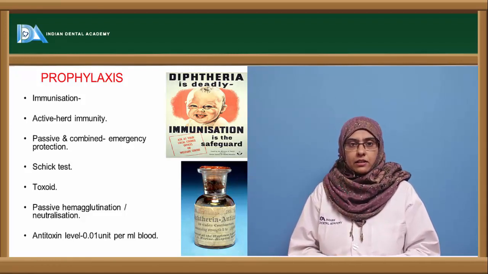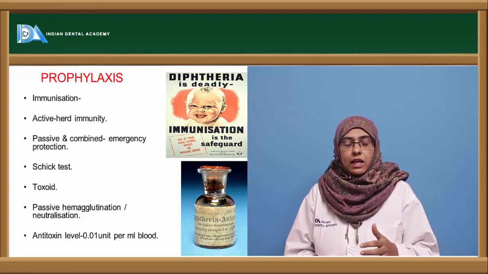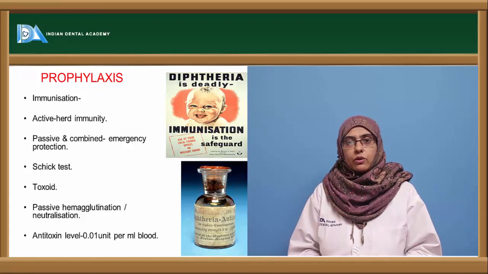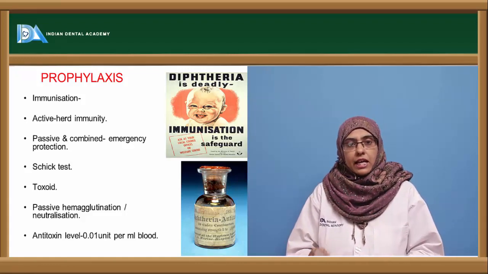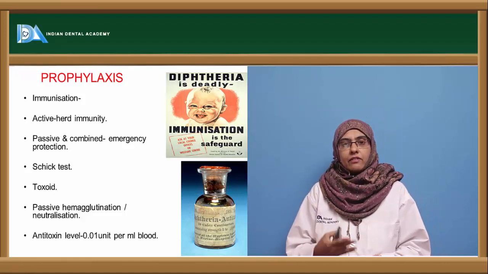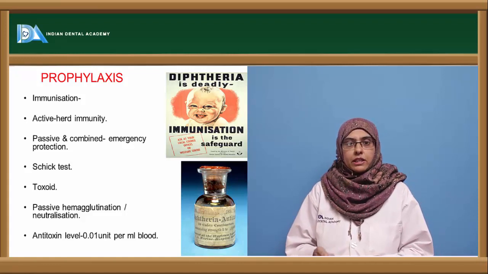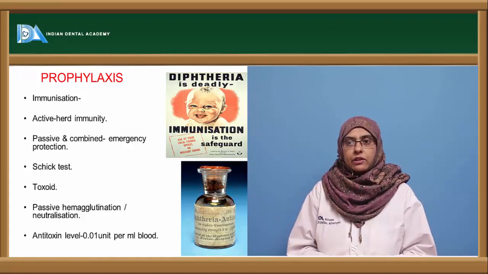And in order to know whether the antitoxin is providing protection from the infection, you can go with the passive hemagglutination or the neutralization test. And it is said that an antitoxin level of about 0.01 unit per ml of blood provides immunity to the individual.